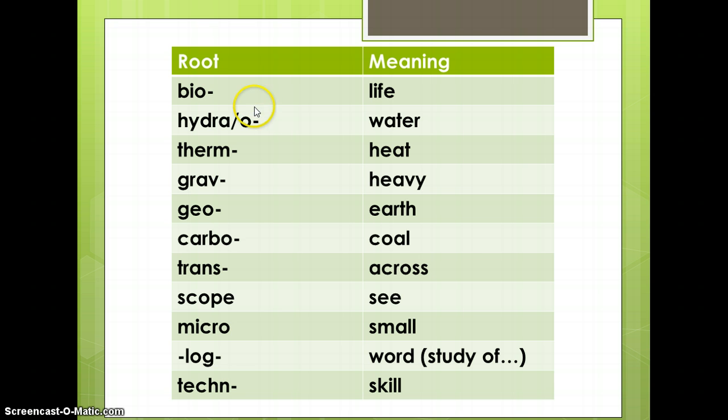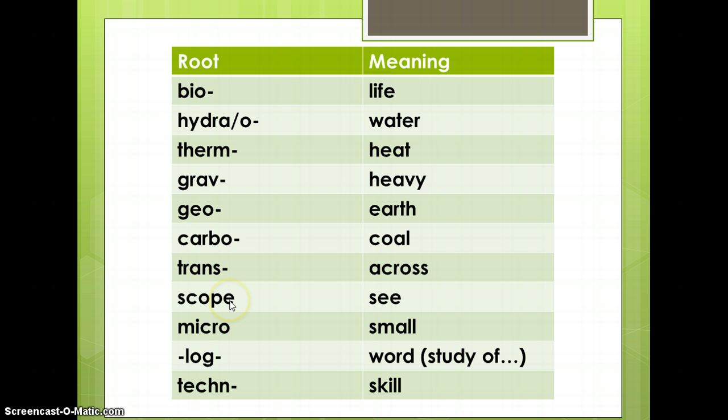So if we look at some very, very common roots: bio, meaning life, biology. Hydro, water, hydrogen. Therm has to do with heat, a thermometer, a thermostat. Grav means something that's heavy, like gravity. Geo has to do with the earth, like geography or geology. Carbo comes from carbon, or coal. Trans means across, transport, to move something from one port to another.